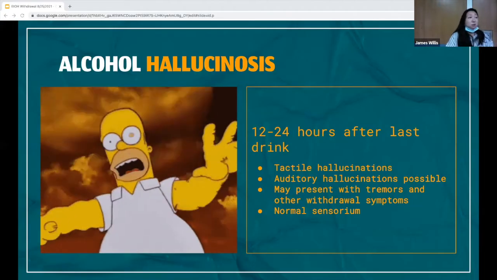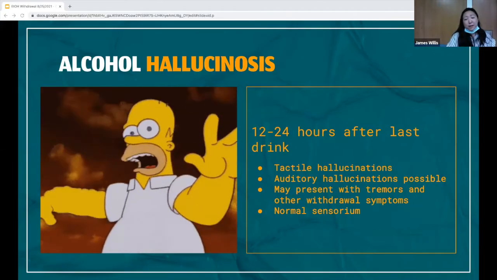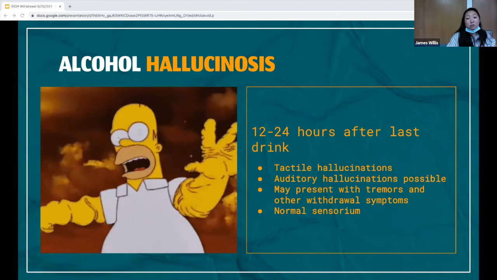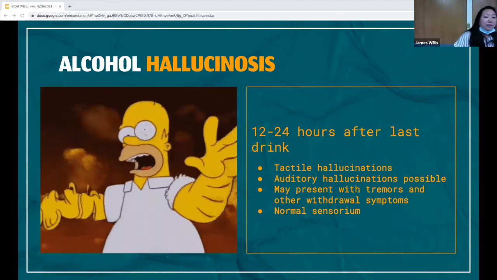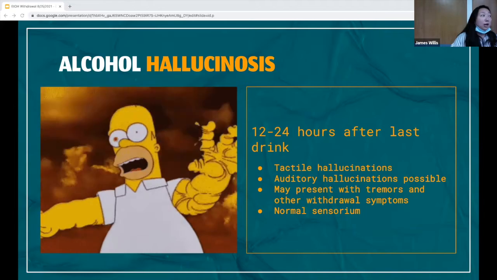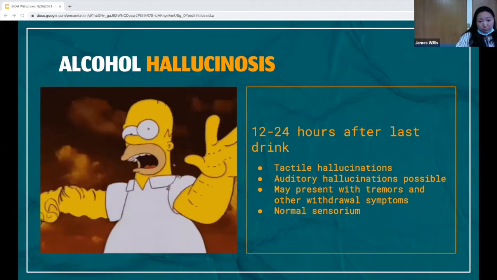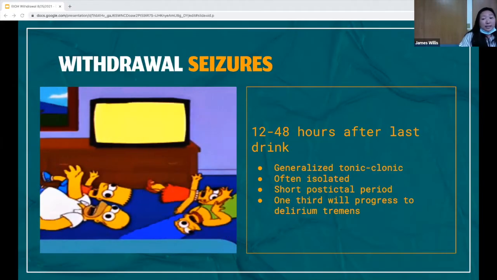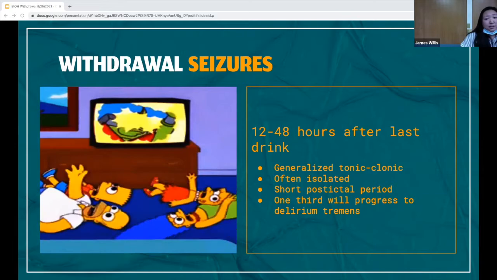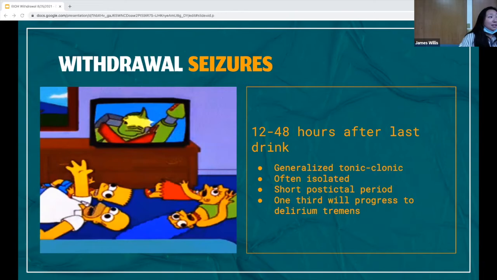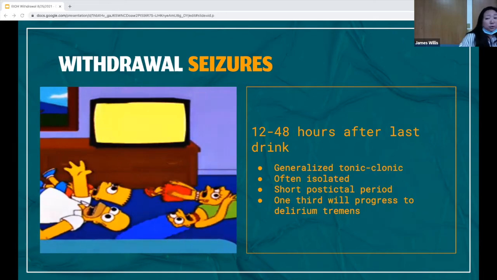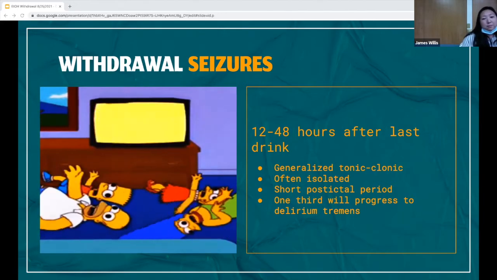Then within the first 12 to 24 hours, the patients may develop alcohol hallucinosis. Unlike DTs, these patients have a normal sensorium, but they might start experiencing tactile or auditory hallucinations. Then also within the first day or two of cessation, some patients may have seizures. They generally present similar to GTCs, but they tend to be isolated. They tend to actually be shorter than epileptic seizures, and they tend to have a little shorter post-ictal periods.